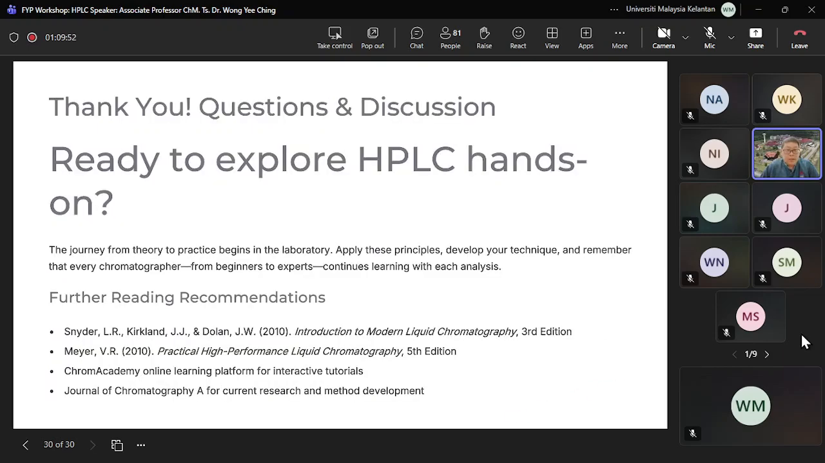So I think that's all from me. Some further reading recommendations that you can read through, if you want to know more about HPLC.